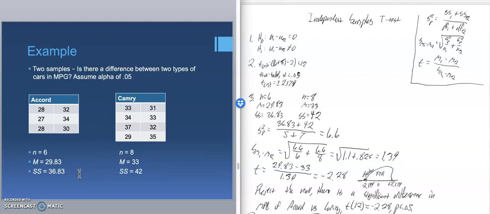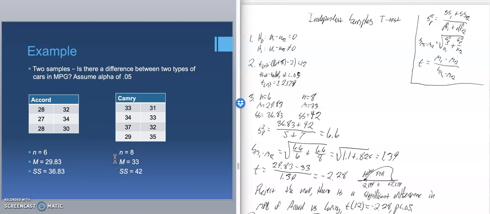I also came up with another one, and this one I've worked out on the right side over here. So we have two samples. We are comparing, is the MPG of a Honda Accord different than the MPG of a Toyota Camry? I was kind of lazy and used the same sample size. I have taken 6 Honda Accords. Their mean is just shy of 30 miles per gallon. The sum of squares is just shy of 37. I have 8 Camrys. The mean is a little bit higher, 33 miles per gallon. Sum of squares is 42.